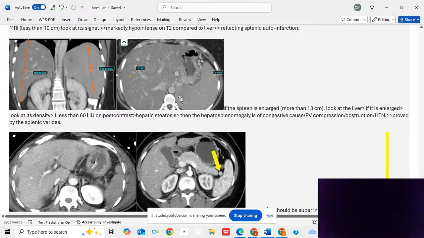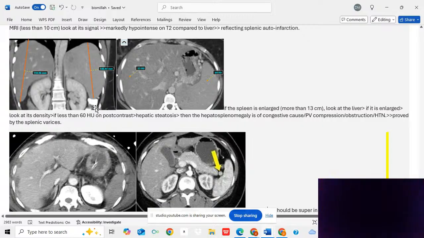So here you check the spleen. It's very large. Yes, the spleen is very large. It's more than 13 centimeter. This spleen is 14 centimeter. Okay, so we have here splenomegaly.